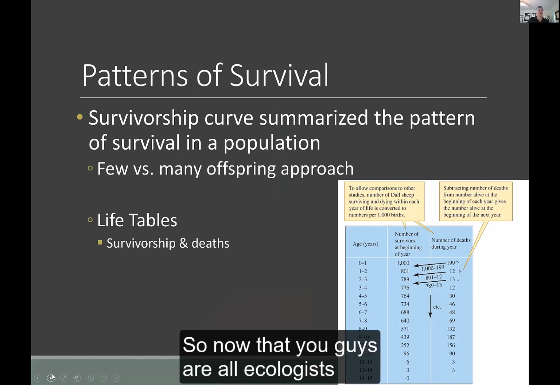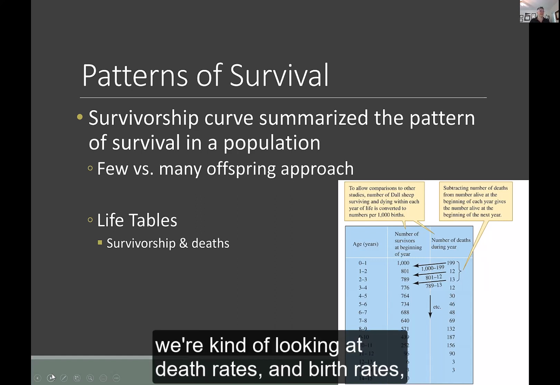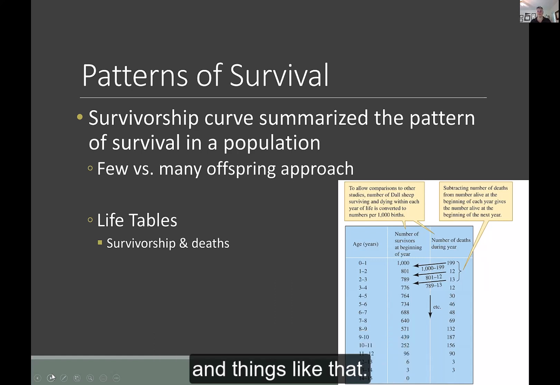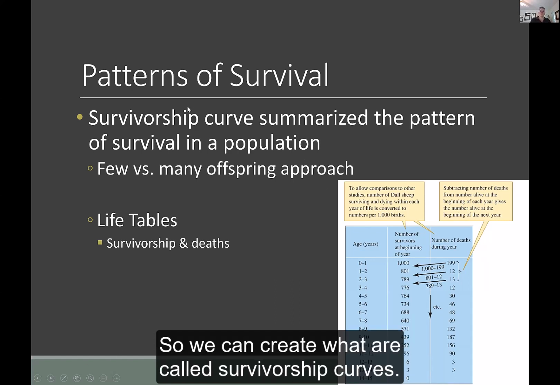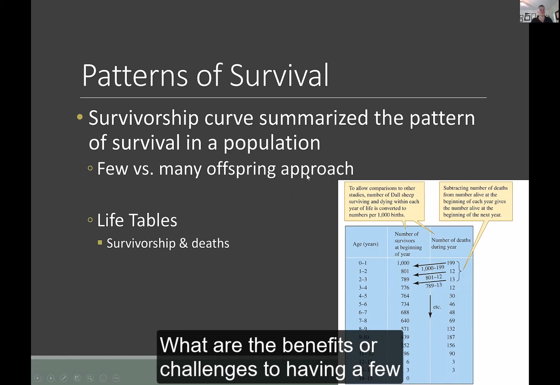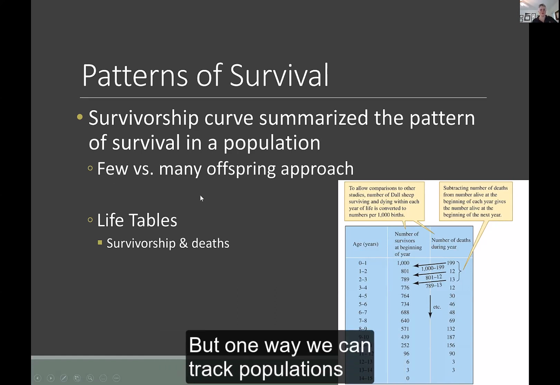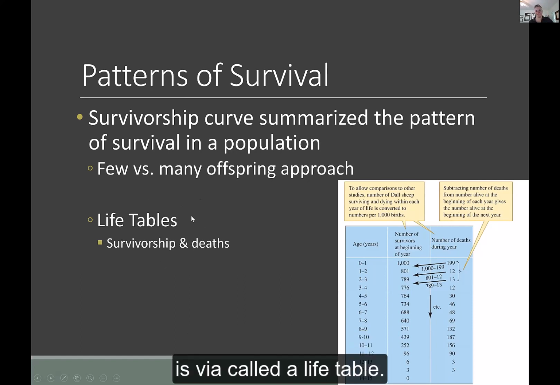All right, so now that you guys are all ecologists and you want to study populations, we're looking at death rates and birth rates and things like that. So we can create what are called survivorship curves. Now we'll come back to this idea of few versus many offspring. What are the benefits or challenges to having a few or having many? We'll talk further about that. But one way we can track populations is via what's called a life table.